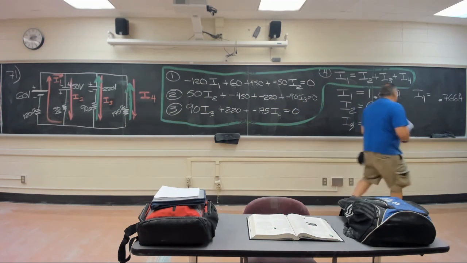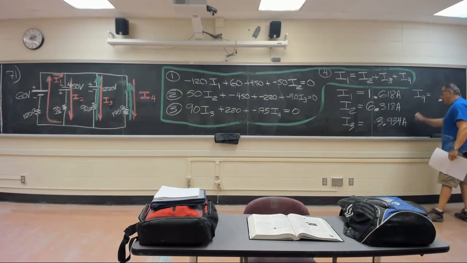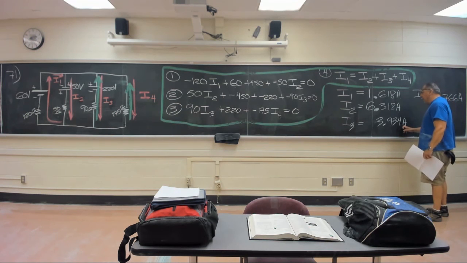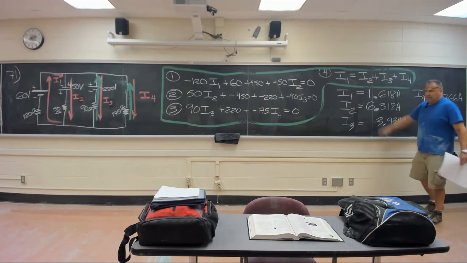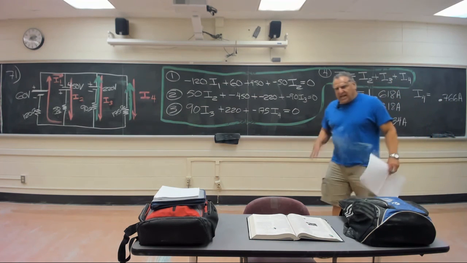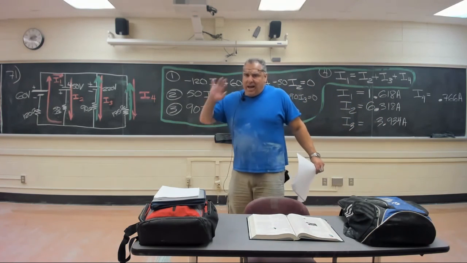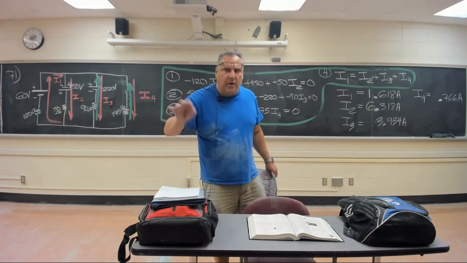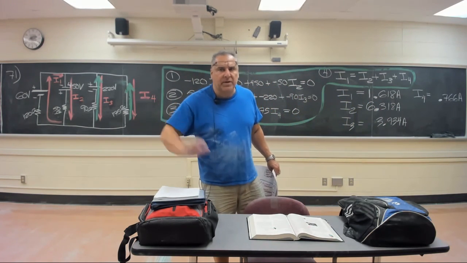Do not go adding these now. Oh, this and this, it's 4.7 now. Add it to this, that's 10.018. Wrong. You got to stay with the mathematics all the way throughout until the very end, and then at the end, make the adjustments.